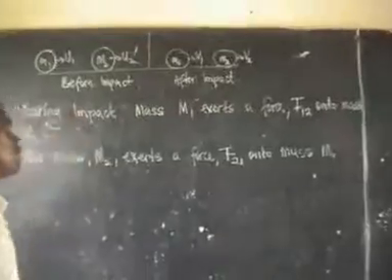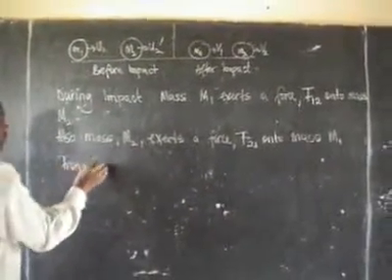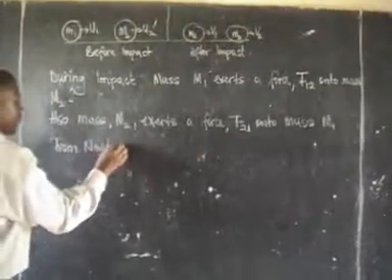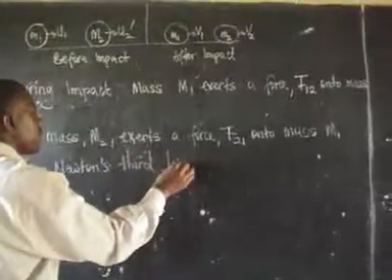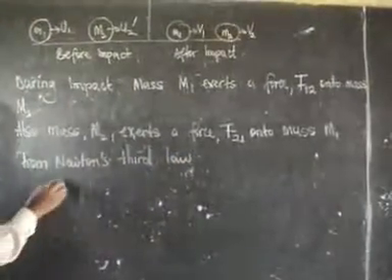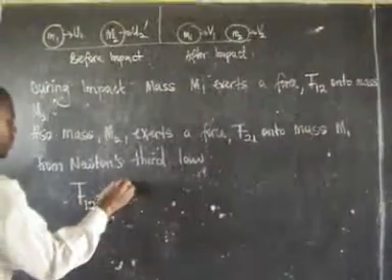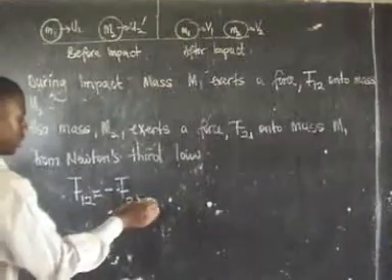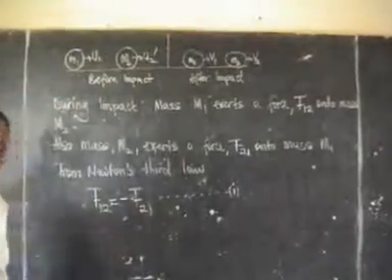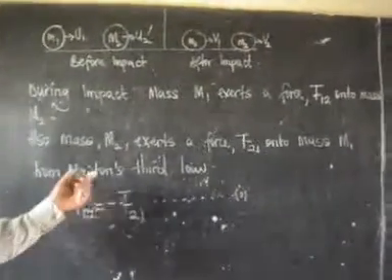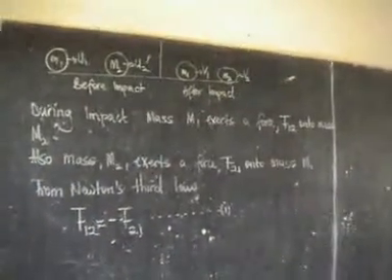M1. From Newton's third law of motion, F12 must be equal to negative F21. So I'm going to call this my first equation. This is a statement obtained from Newton's third law.